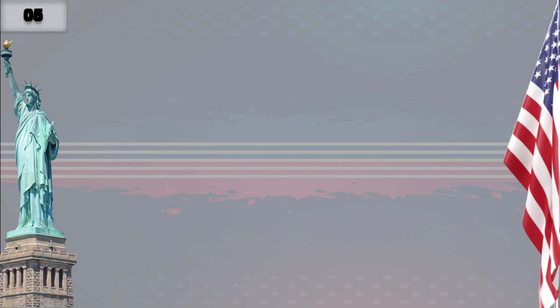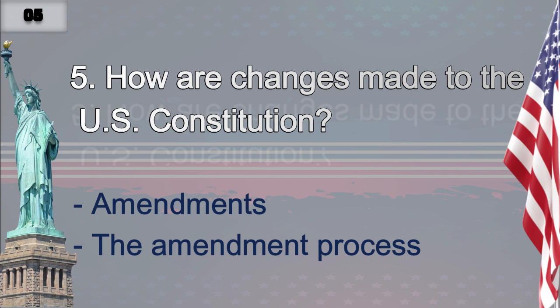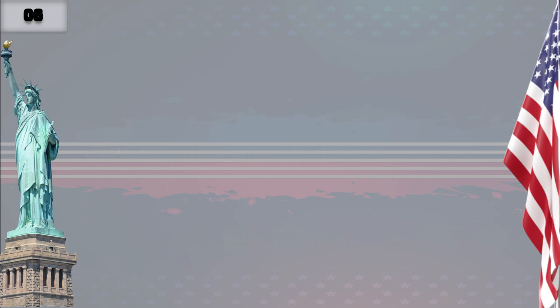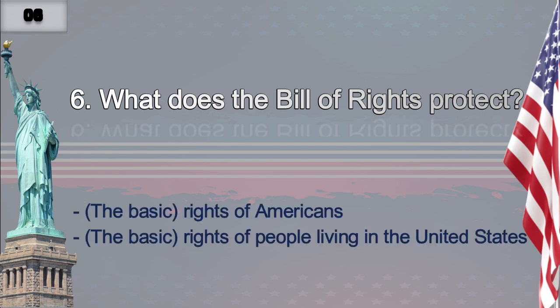Question 5. How are changes made to the U.S. Constitution? Amendments. The amendment process. Question 6. What does the Bill of Rights protect? The basic rights of Americans. The basic rights of people living in the United States.